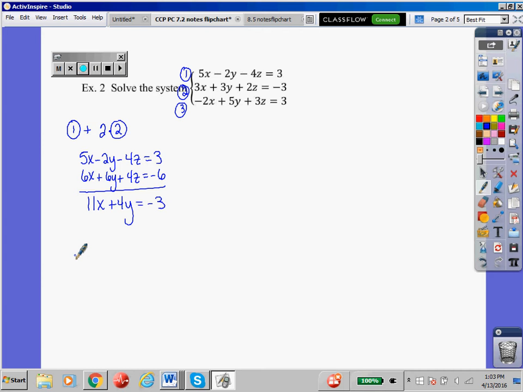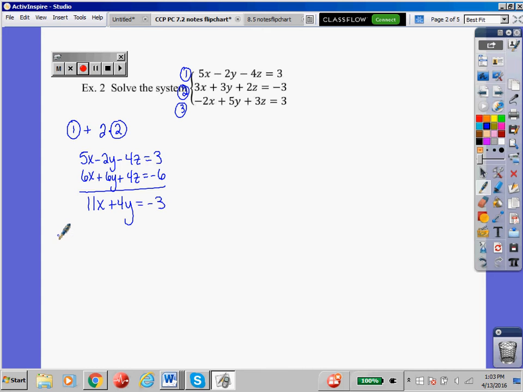So I got rid of z. Now what I'm going to do is get rid of z. This one's going to require 2 multiplications, though. If I do 1 with 3 or 2 with 3, if I do 1 with 3, at least one of them's positive and one of them's negative.